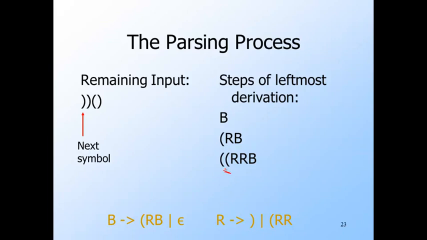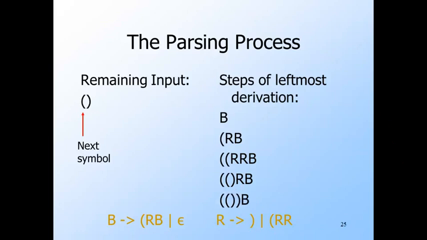Now the next input is a right paren, and we must expand the leftmost r. The only choice is the first production that will enable us to match. Now the third input has been matched. We have r to expand, and the right paren as the next input. So we again use r goes to the right paren. That is, we expand that r, replacing it by a right paren. That's what's going to happen on the next slide.